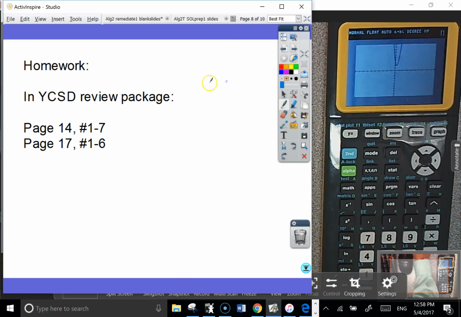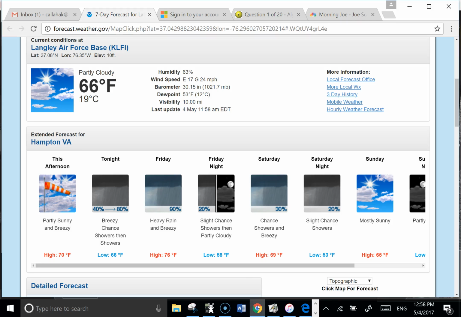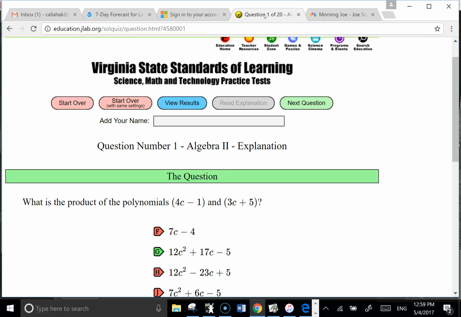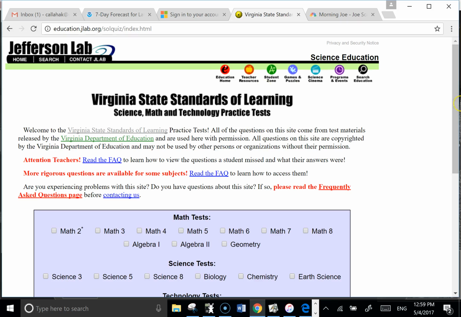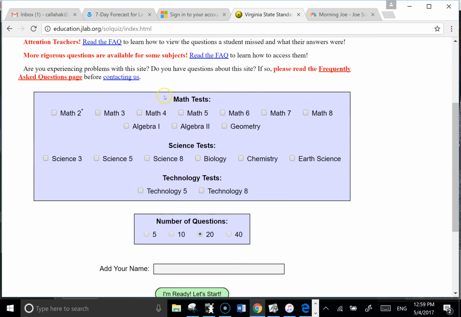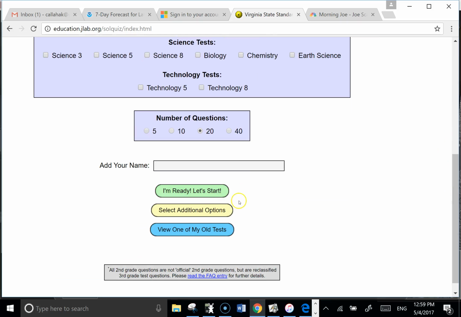The other thing I was going to show you: how many of you have used JLabs before? They're pretty good for Algebra 2. You know how to go there, just Google JLab. The very first option says JLab SOL quiz, and it looks like that when you get there. So you just have to pick Algebra 2, however many questions you want.